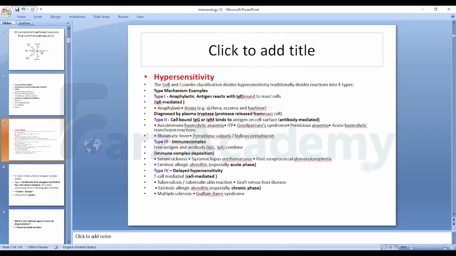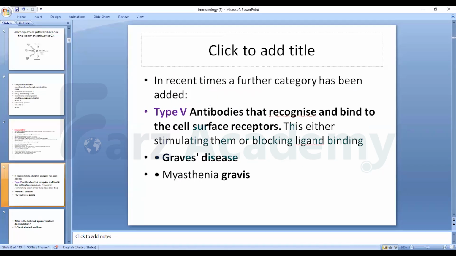A few examples you have to remember of each type for exam purposes. In recent times, a further category has been added, which is type 5: antibodies that recognize and bind to the cell surface receptors, either stimulating them or blocking the ligand binding. Examples of type 5 you have to remember are Graves' disease and myasthenia gravis, very important. This question has come several times, type 5.